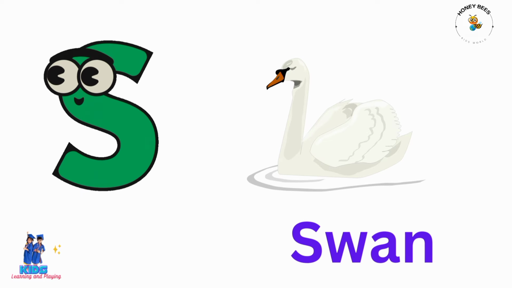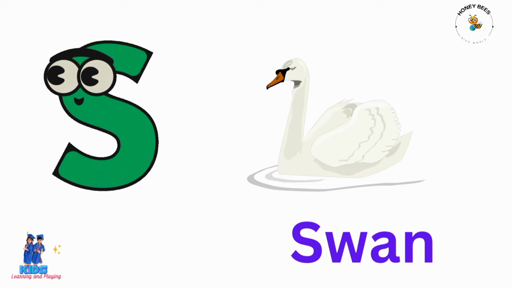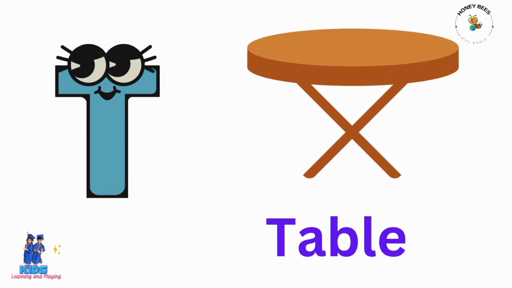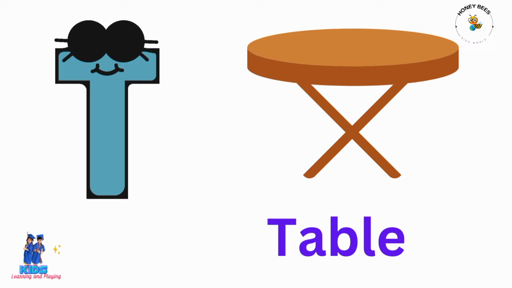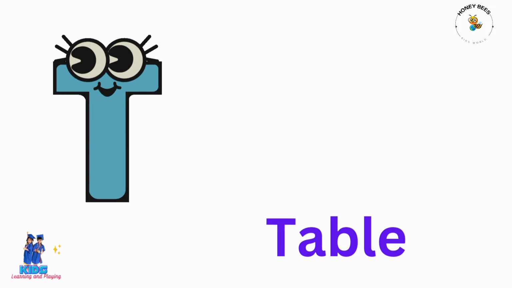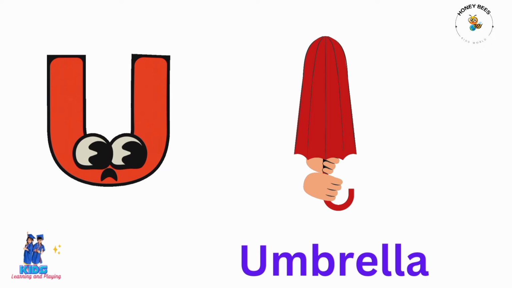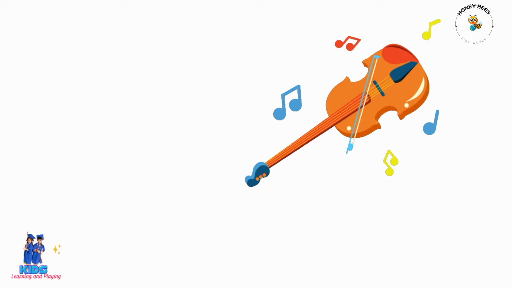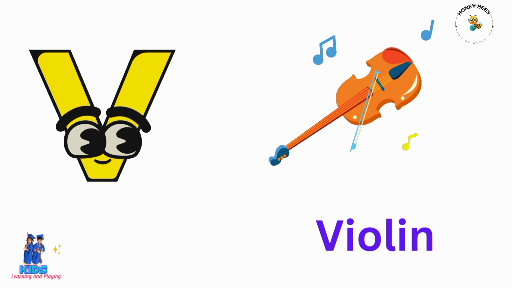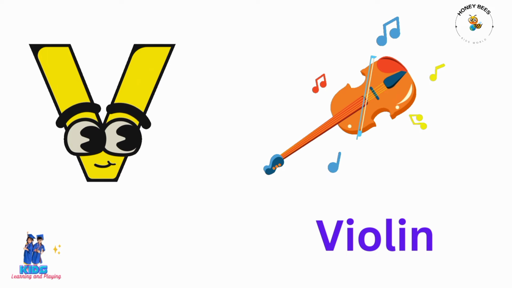S for swan. S for swan. T for table. T for table. U for umbrella. U for umbrella. V for violin. V for violin.